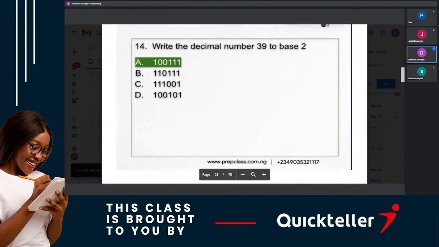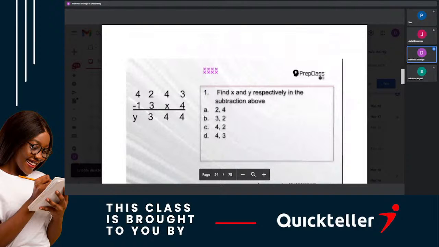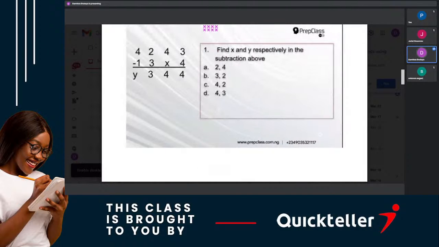A is the correct answer. Next one. Now this one is a subtraction question in number base. I believe that all I've said so far are clear to you. Yes, sir. Okay, thank you.